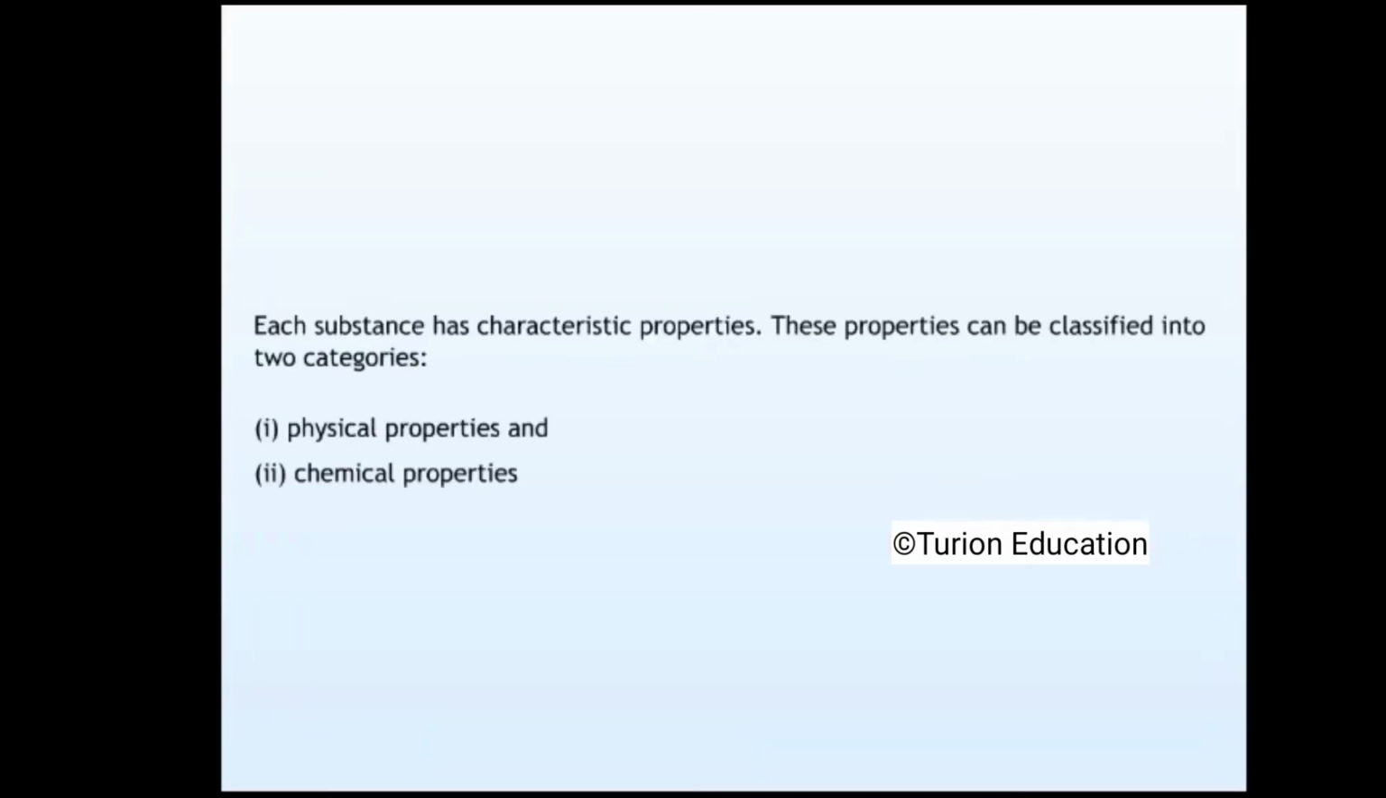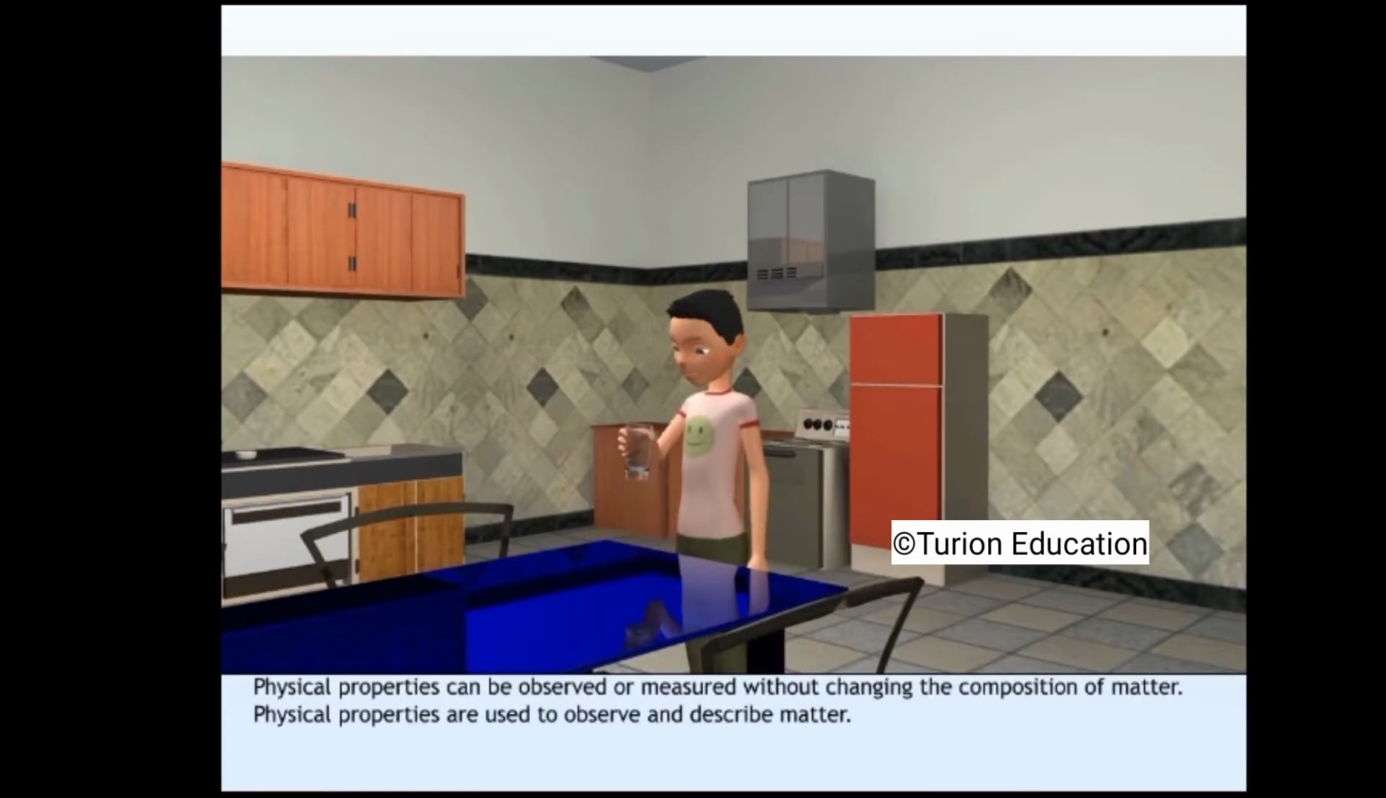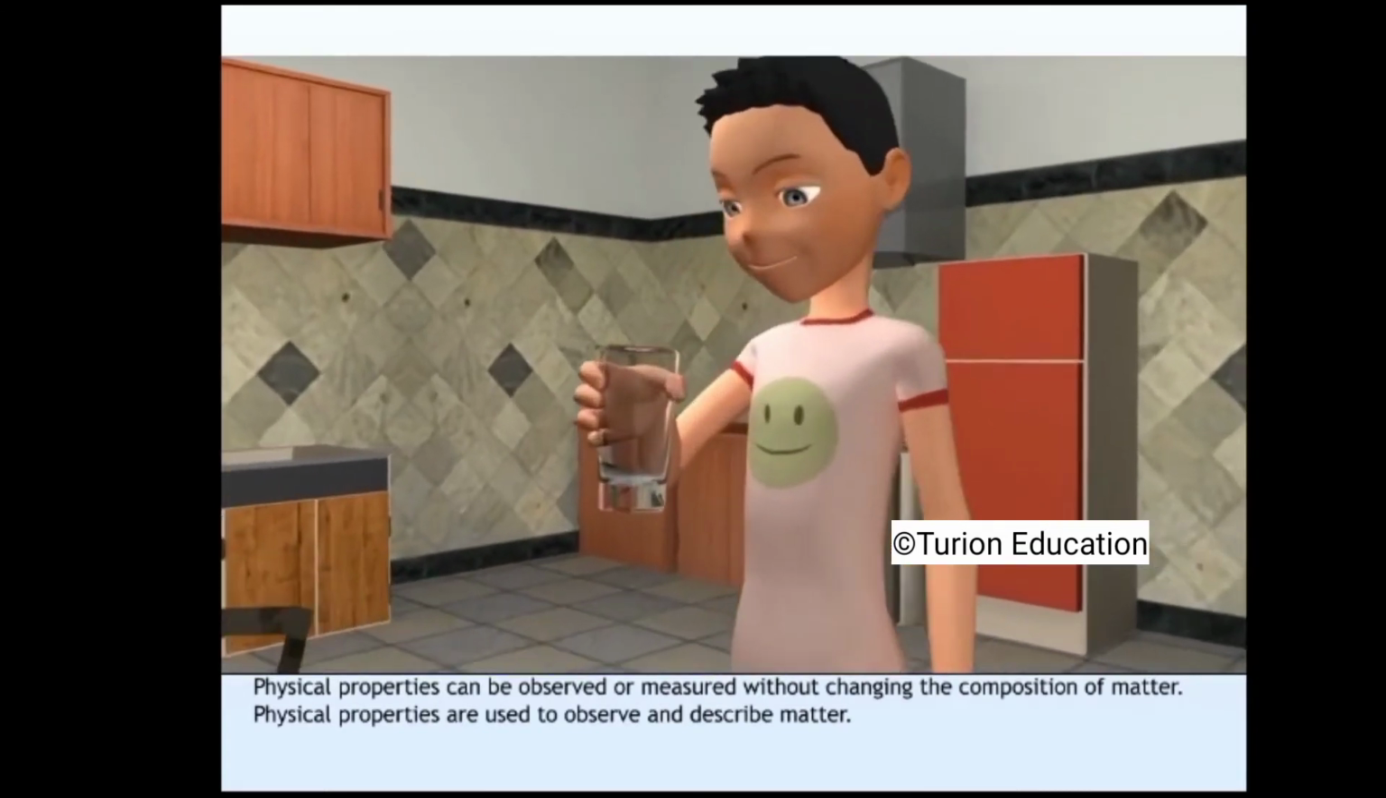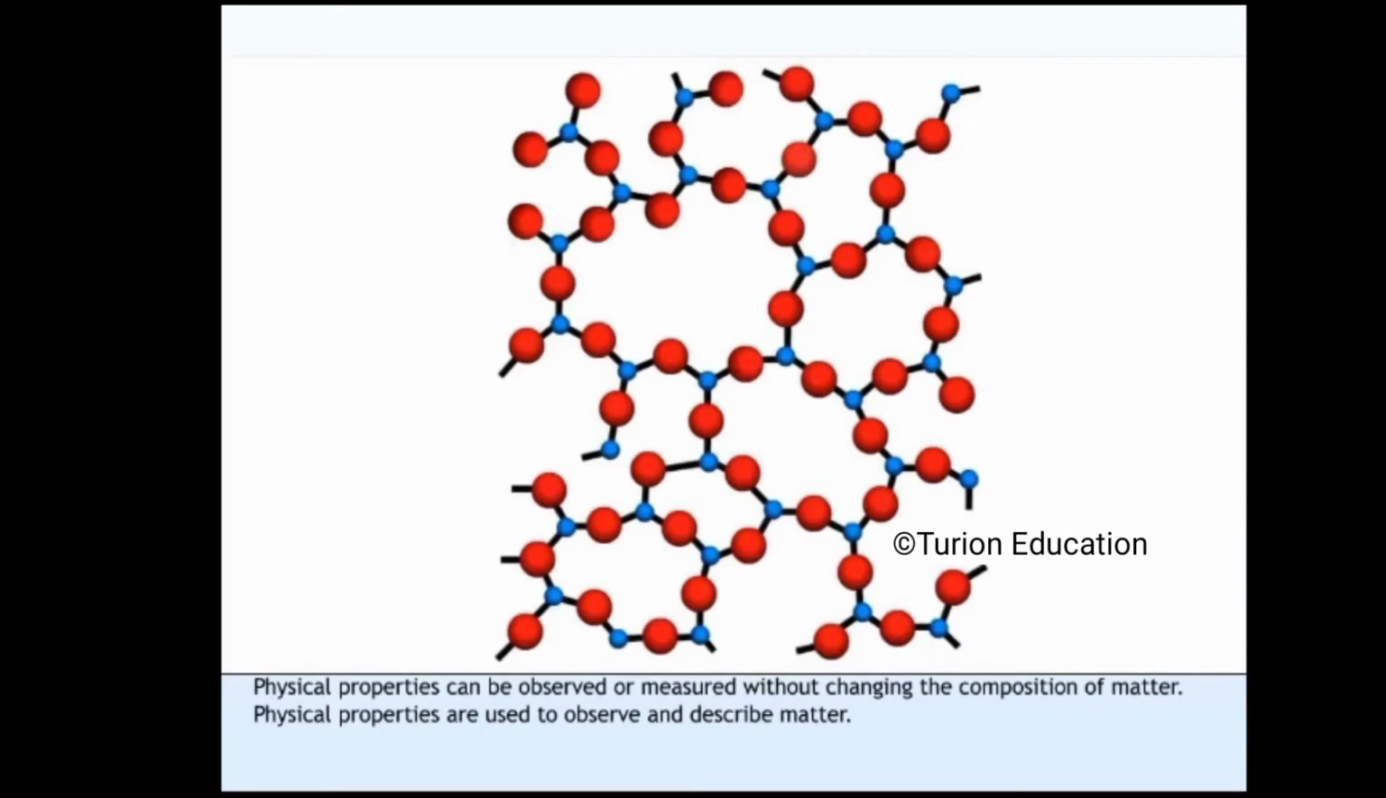Each substance has characteristic properties. These properties can be classified into 2 categories: physical properties and chemical properties. Physical properties can be observed or measured without changing the composition of matter. Physical properties are used to observe and describe matter.